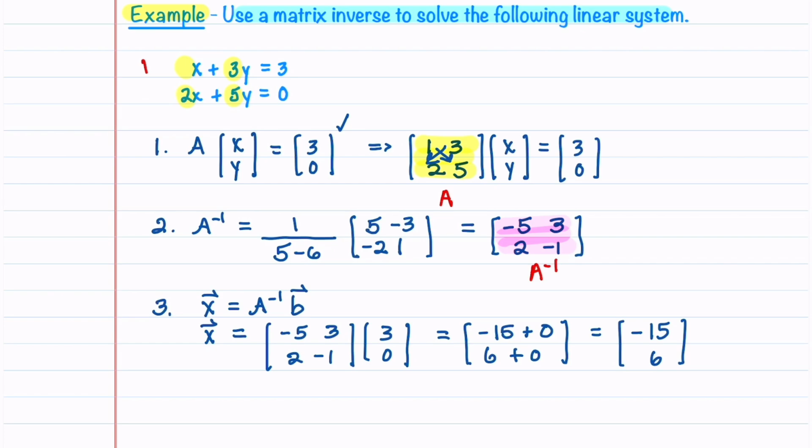Since our original linear system was written in terms of x and y, we'll write our solution also in terms of x and y, and we'll say that x is equal to minus 15, and y is equal to 6.